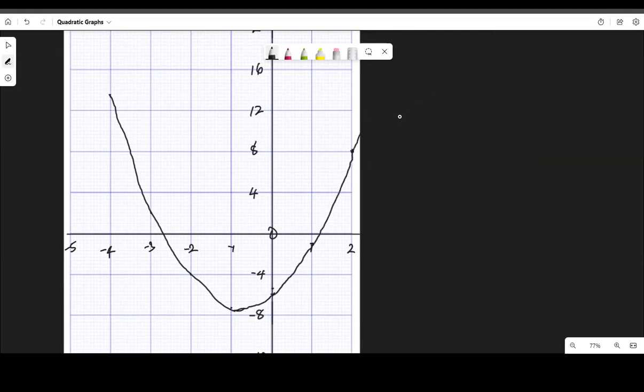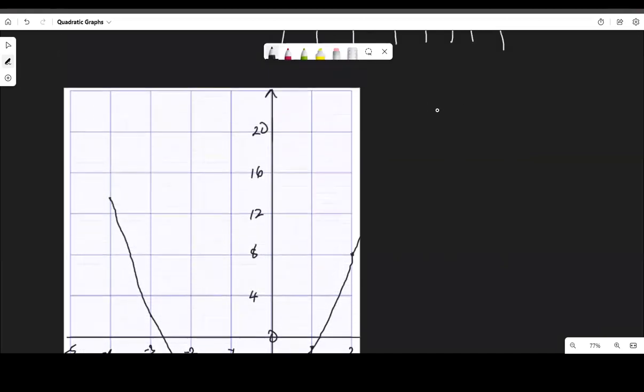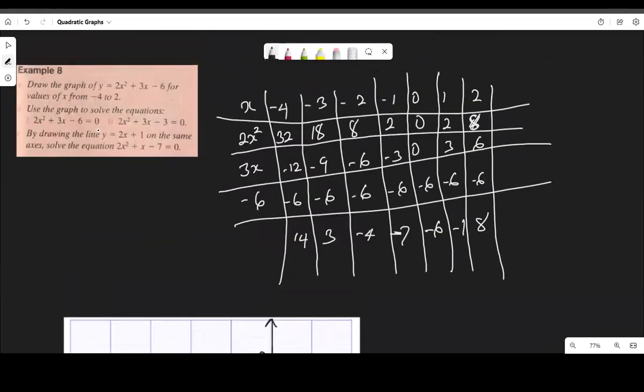Yeah, I think this is good enough. Then the question went on to see, where's the question? Use the graph to solve the equation 2x squared plus 3x minus 6 equal to 0.